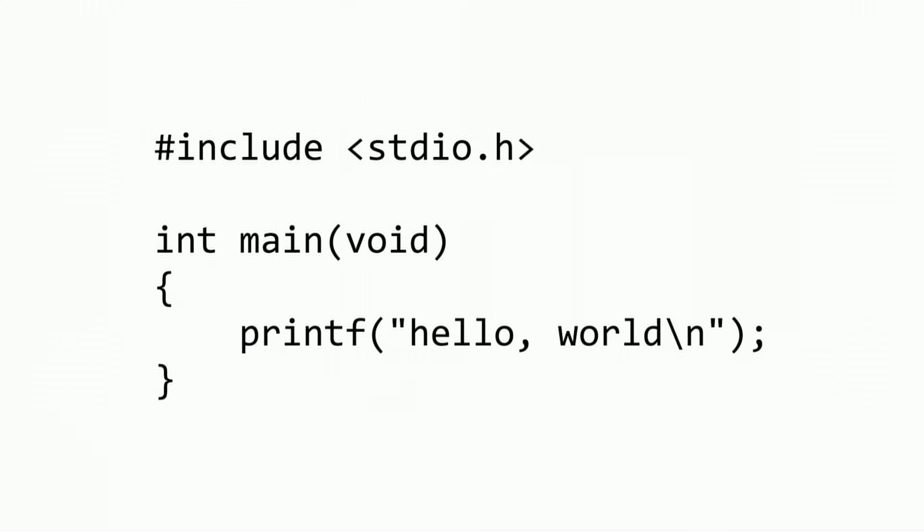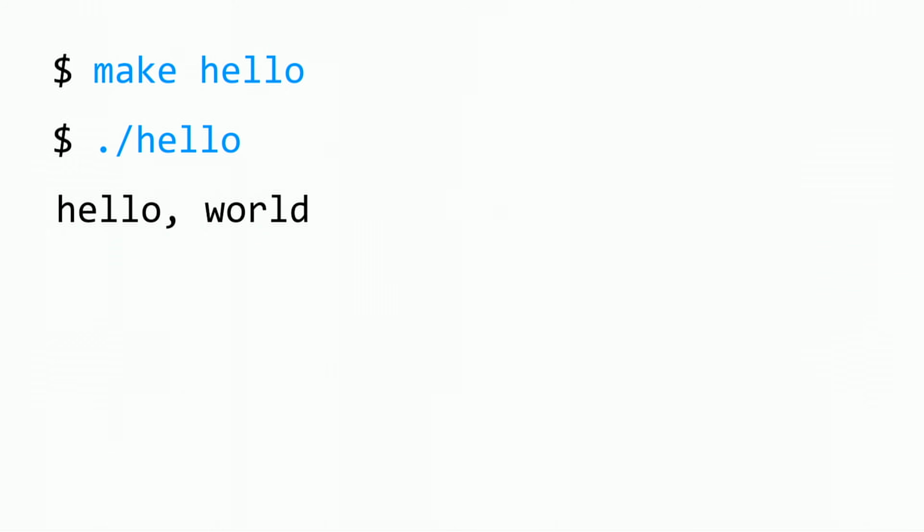How can you actually run this code? Well, if you go to your terminal and run make hello, this will compile your program. Once you've compiled your program, you can run your program by running ./hello, at which point you should see the words hello world printed to the screen.